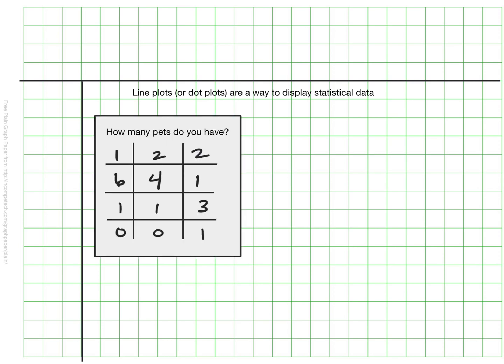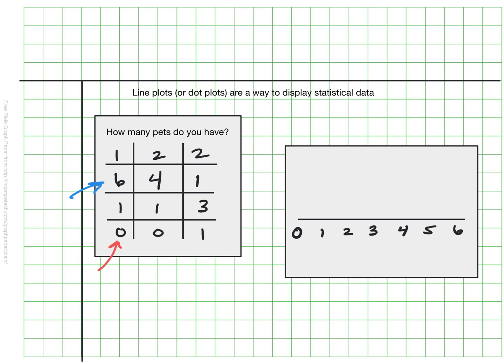So let's imagine for a moment I did ask folks how many pets they had, and this table here shows our results. Looking over the information, I'm going to take a moment to see what my smallest answer is. Looks like that's my smallest answer. And I'm going to look for my largest answer, right? So my numbers range between 0 and 6. With that information, we're going to make a number line that goes from 0 to 6.